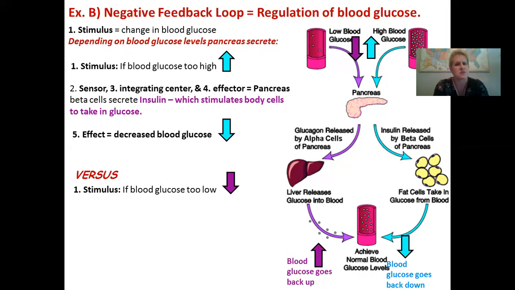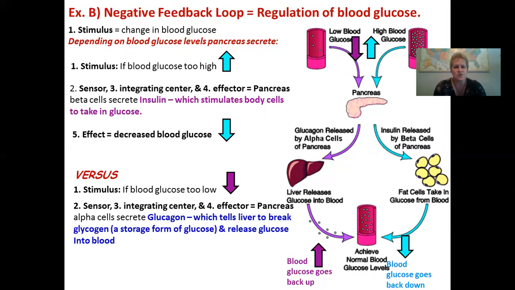Another way blood glucose can drop, maybe a more human health related, nursing related way, is let's say you have a patient that's in the hospital and they're really, really sick. Maybe they're taking chemotherapy or they're just really sick and they're not eating. Their blood glucose is going to drop. Okay, so the stimulus is it drops.